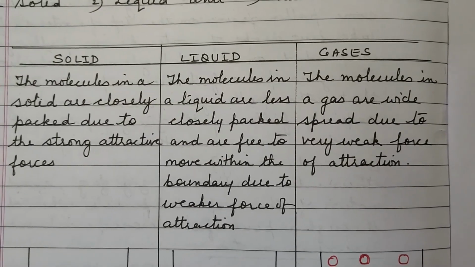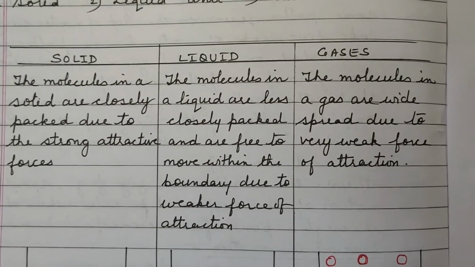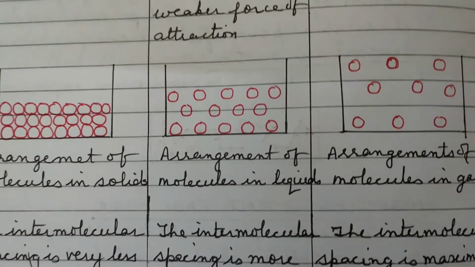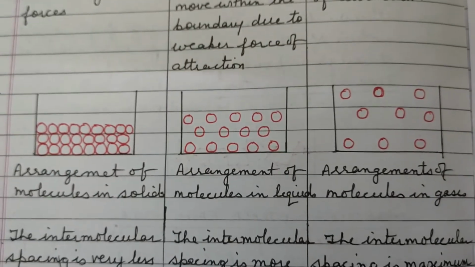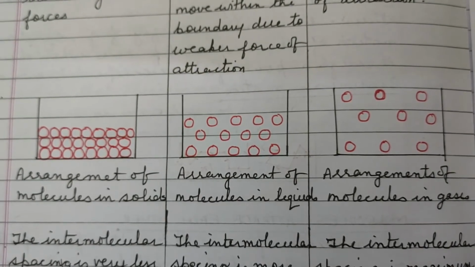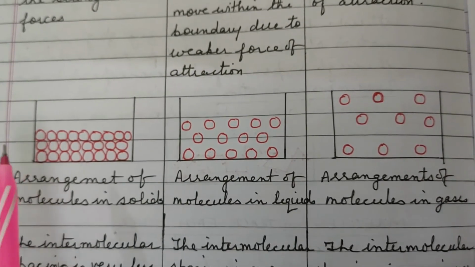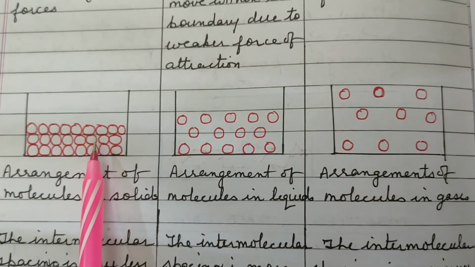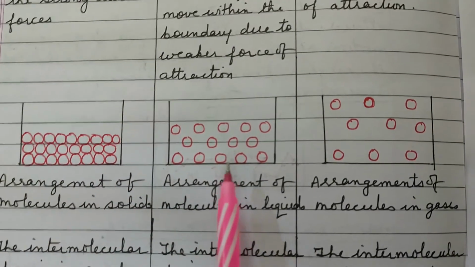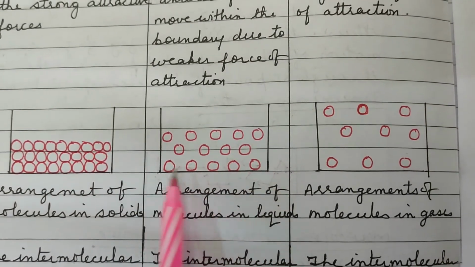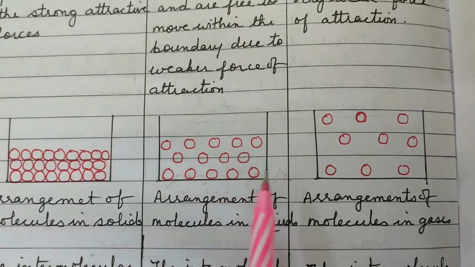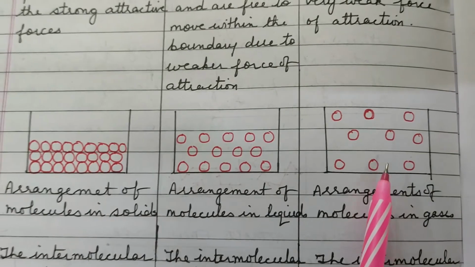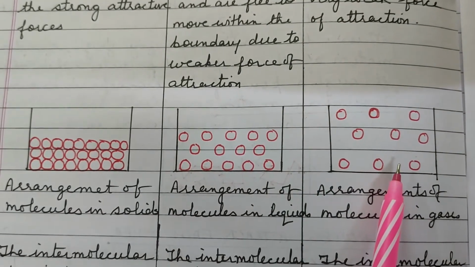If you are asked to differentiate on the basis of arrangement of molecules, then we can draw diagrams and show the arrangement of the molecules. Like in solids, you'll show the molecules very closely packed. In case of liquids, the molecules are shown further apart. Whereas in case of gases, the molecules are shown much farther apart.